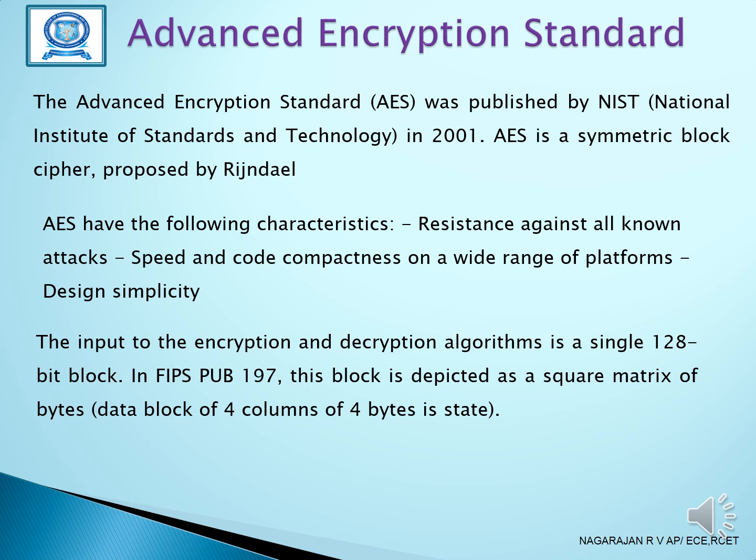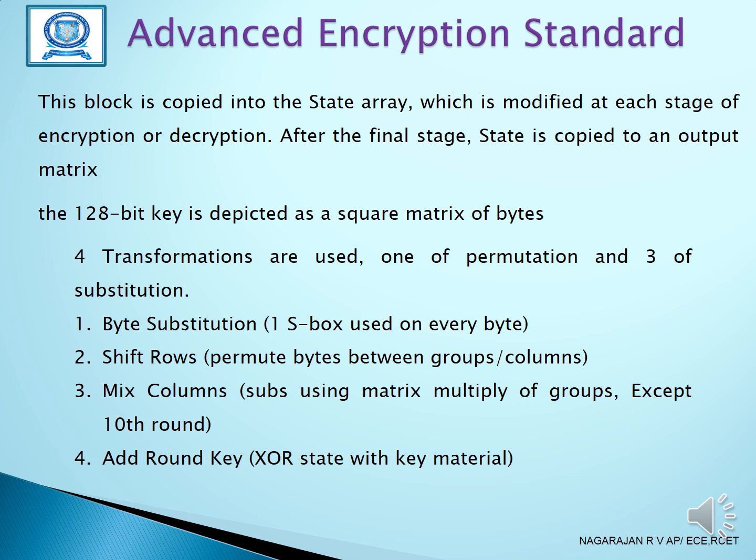In FIPS 197, this block is depicted as a square matrix of bytes, a data block of 4 columns of 4 bytes. This block is copied into a state array, which is modified at each stage of the encryption or decryption. After the final stage, the state is copied to an output matrix. Already we discussed that AES has a 128-bit key, depicted as a square matrix of bytes.